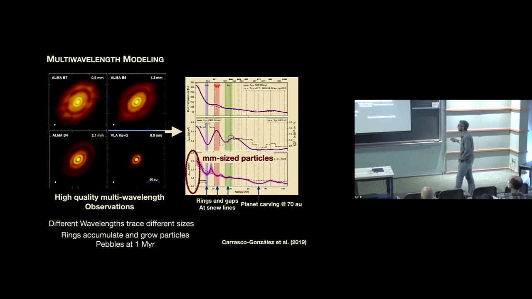the dust conditions. This is the dust temperature, this is the dust density, and this is the size. So here, for example, we see that the bright rings are dense and are also probably growing the dust.